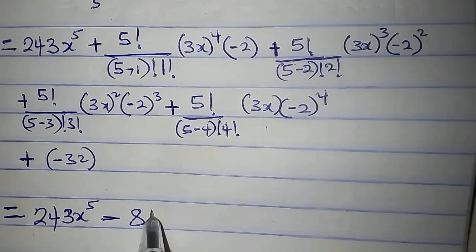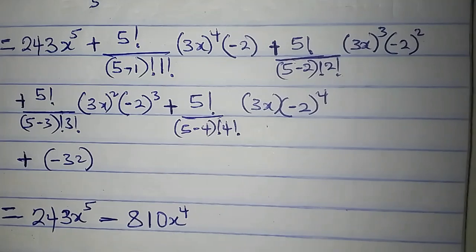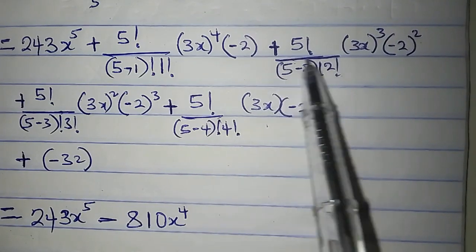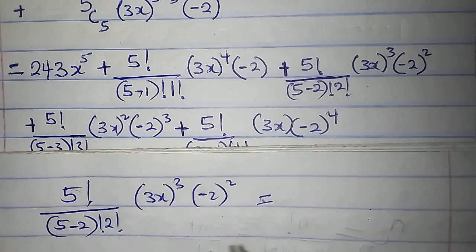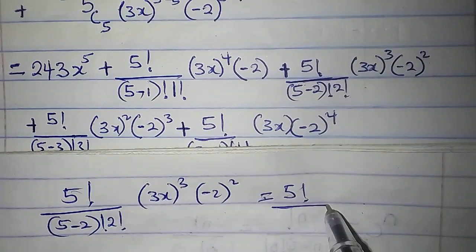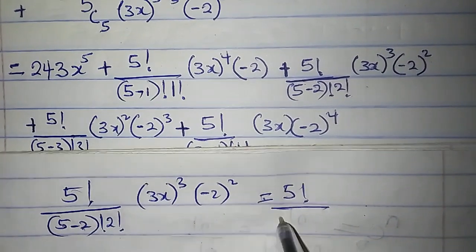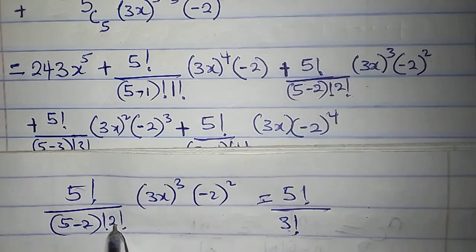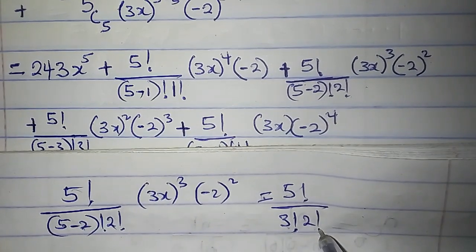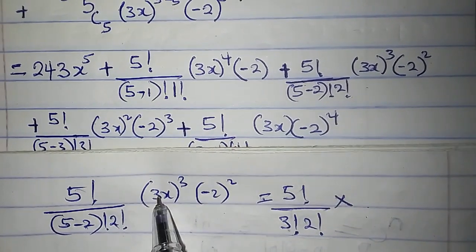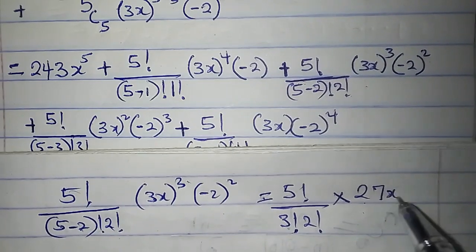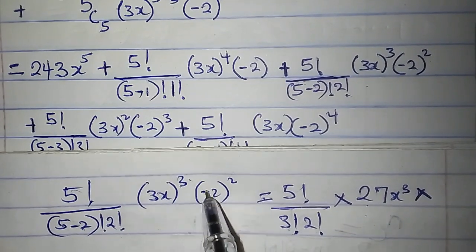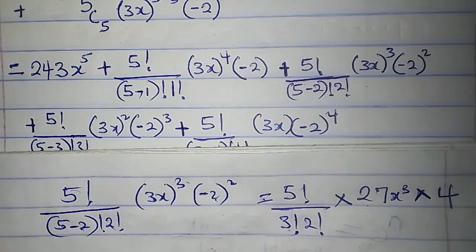Minus 810x to the power of 4. Let's simplify the next one. This is what we have here: 5 factorial all over 5 minus 2, which is 3 factorial, times 2 factorial. Then times 3 to the power of 3, which is 27, x to the power of 3, times minus 2 squared, which is 4.